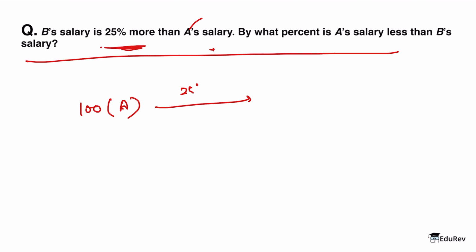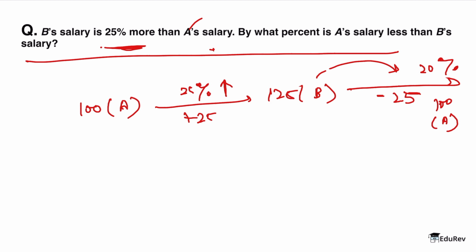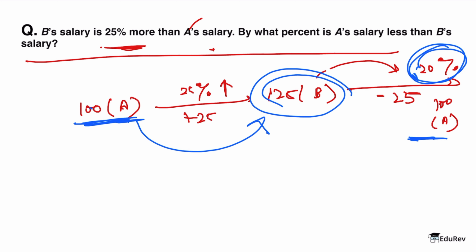Now obviously if I want to go from 125 to 100, which is the salary of A, I have to subtract 25. So the drop is 20%. Hence A's salary is 20% less than B's salary, and B's salary is 25% more than A's salary. Can you tell me why this is happening? B's salary is 25% more than A's salary, and A's salary is 20% less than B's salary. Why is this happening?